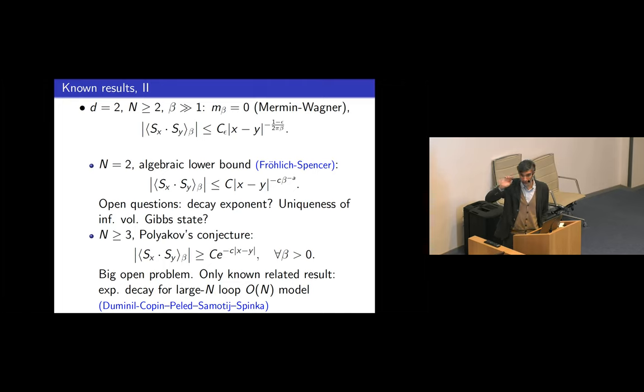There are old results by Kupiainen in particular, who proved something of this sort with n going to infinity together with beta. Another interesting recent result is exponential decay for the analogous correlation in the so-called loop O(n) model for n sufficiently large. This is a result by Duminil-Copin, Peled, Spinka and Samotij. This is a very interesting thing that should sooner or later be understood.